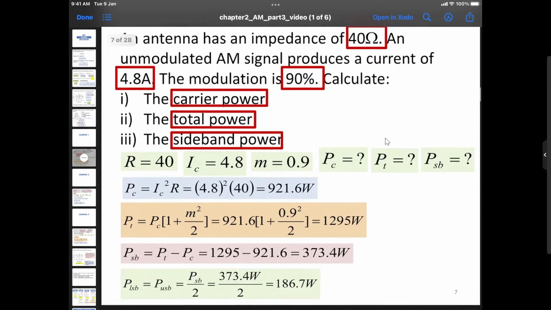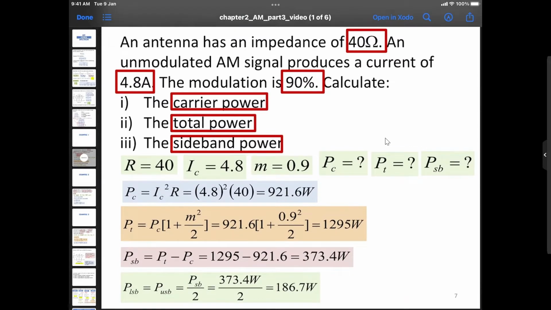I think this example is really very straightforward. In this example, an antenna has an impedance of 40 ohm. So they give you the impedance. So this impedance is actually equal to R. When you have impedance here, you have the R.